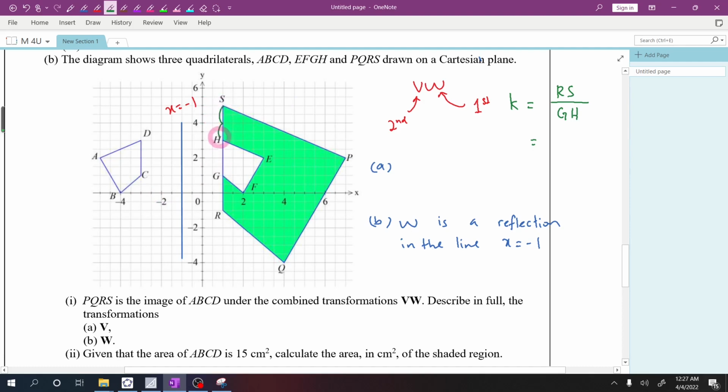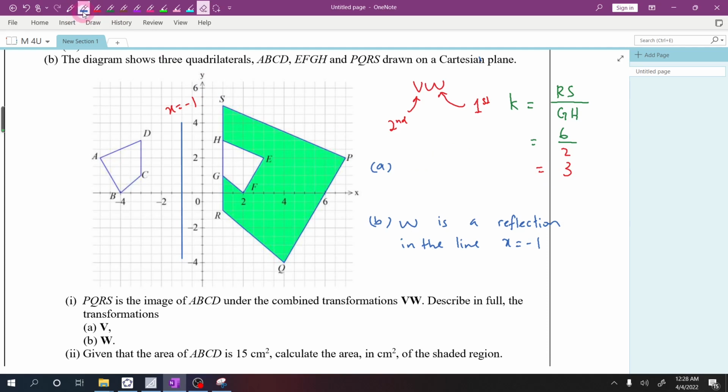1 unit, 2 units, 3 units, 4, 5, 6 units. Remember, image on the top. So 6 on the top. Object at the bottom. 1, 2, 2 units. So eventually we will get 6 divided by 2, you will get 3. Okay, so the scale factor is 3. Not -3, because we know that the center is somewhere around here, right? And this is the object, this is the image, on the same side. So the scale factor will be positive. We don't have to add a negative.